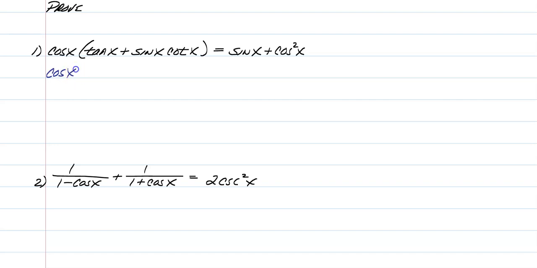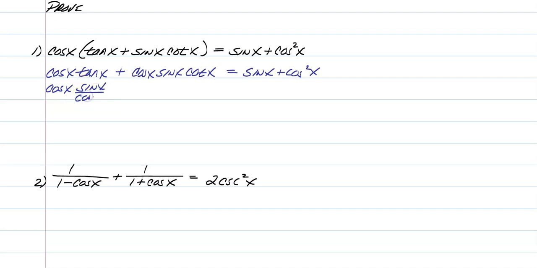So that's going to give us cosine X tangent X plus cosine X sine X cotangent X. And that's equal to our sine X plus cosine squared X, okay? Next, we can rewrite tangent as sine over cosine. So that's going to give us cosine X, and tangent would be sine X over cosine X, plus cosine X sine X. Cotangent can be cosine X over sine X.